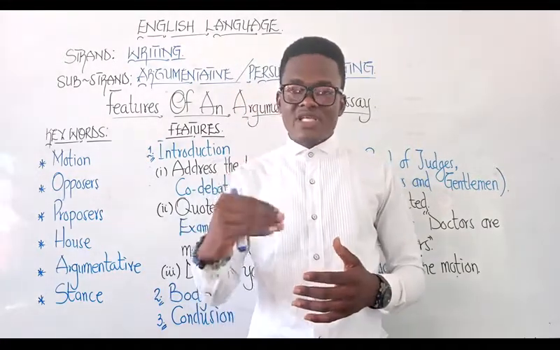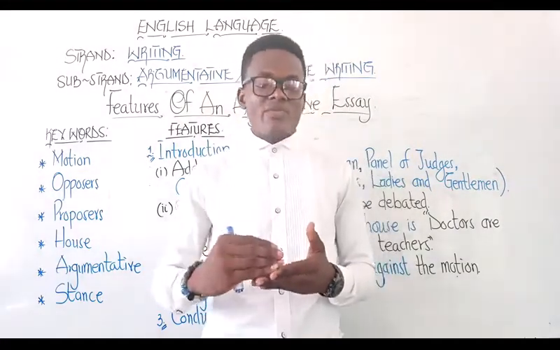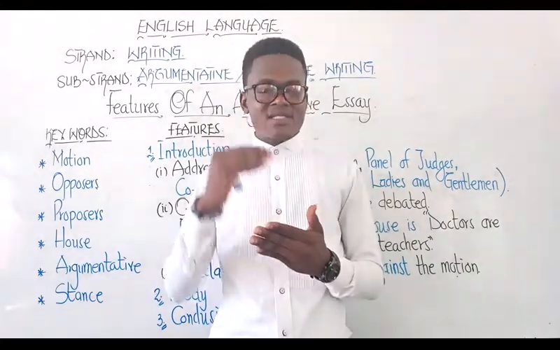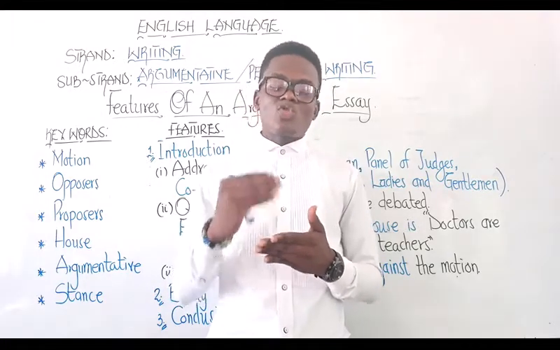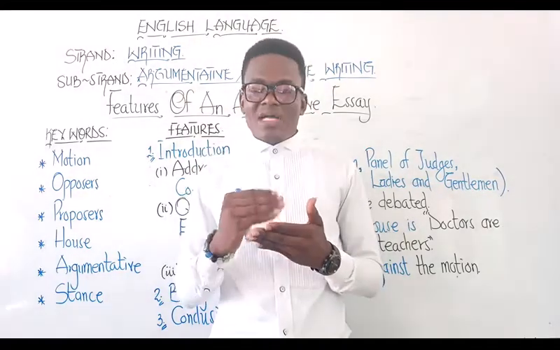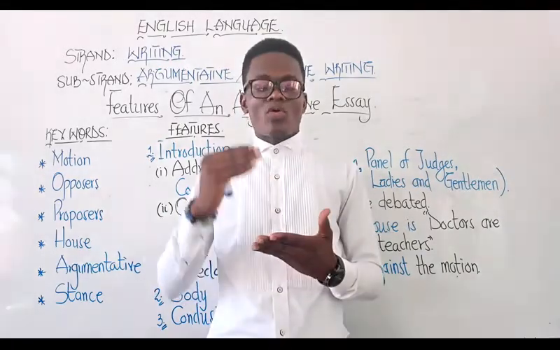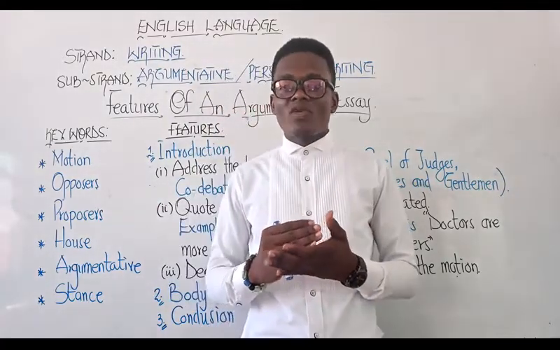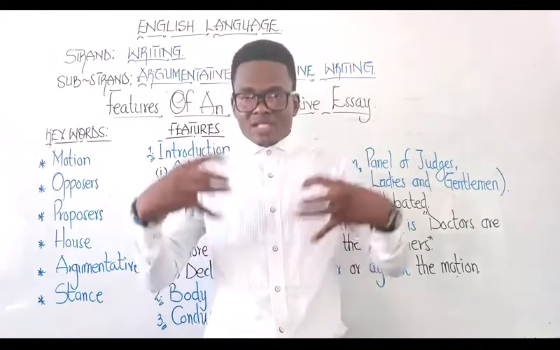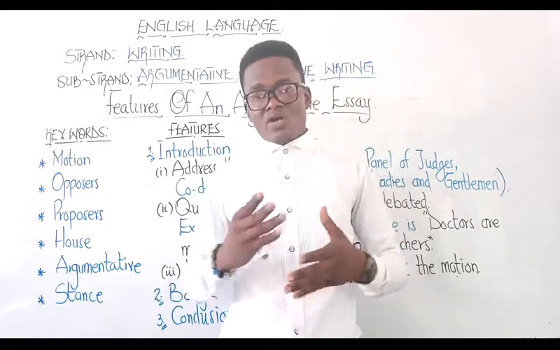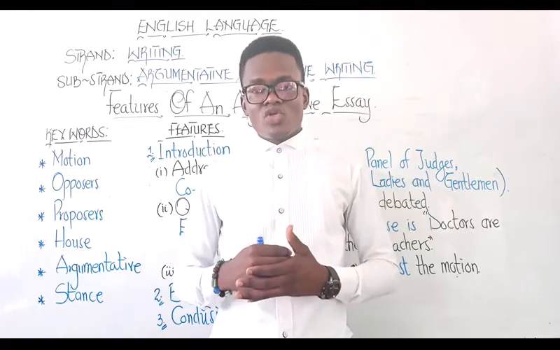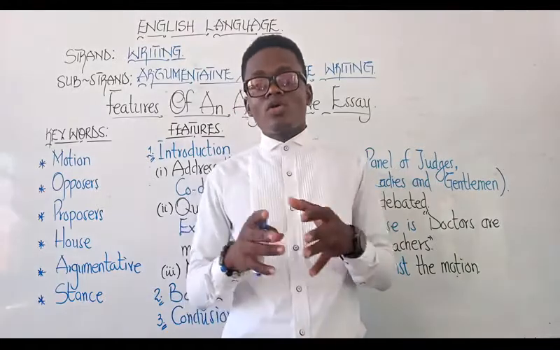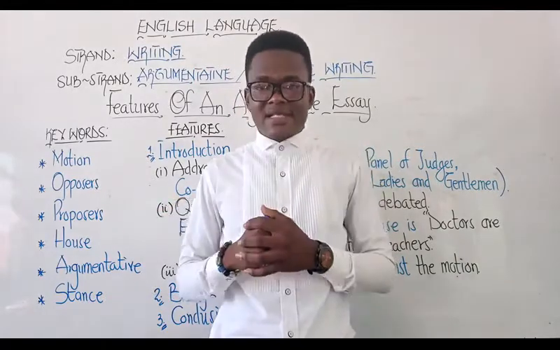And then move on to the features. We have the introduction, we have the body, and then the conclusion. In the introduction, the first thing that you must do is address the house. Secondly, you quote the motion, and then the third one under introduction is you declare your support or your stand for or against the motion. And then move on to the body, which comprises the message that you are spreading across for your audience to hear, in order to support or to speak against it. I believe you are clear with it.